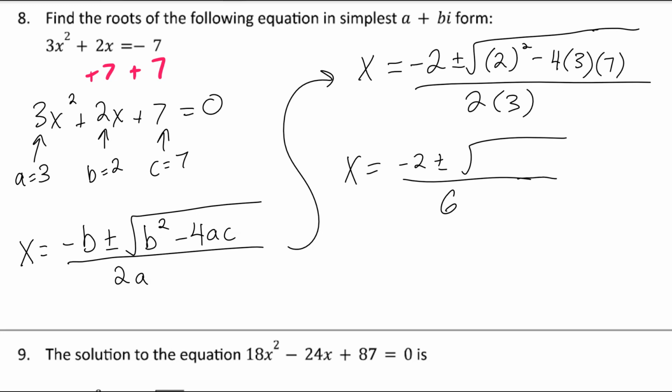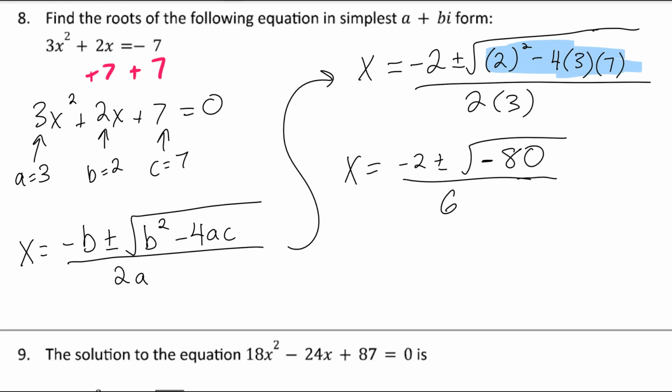What you're going to do is type this into your calculator without the radical. Exactly how you see it there. 2 squared minus 4 times 3 times 7 with parentheses and all. And your calculator should say that that number simplifies to -80.